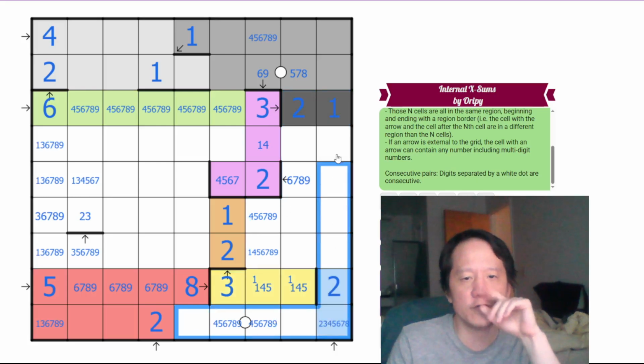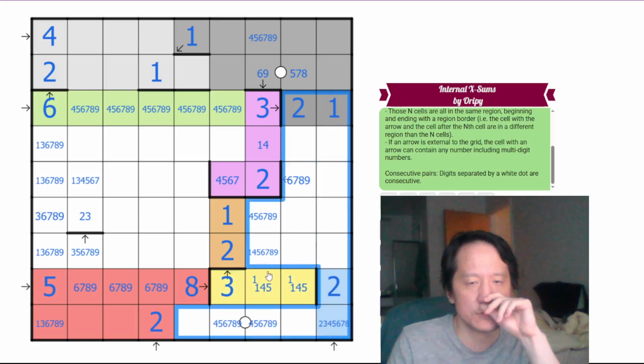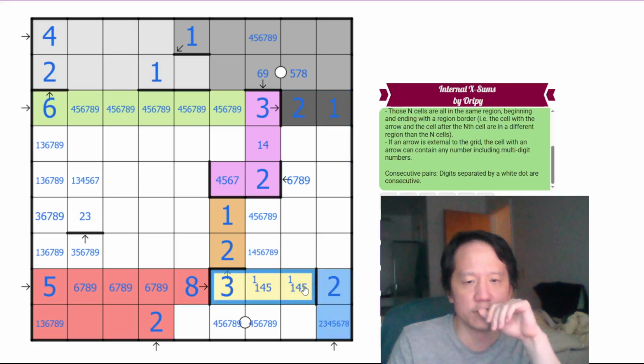This has to have 3 different regions, because one of these is a 1. This has to have a 2. This has to be 2 and 1. This 2 and 1 must be different than this. These have to be different regions just because of the way the arrows work. So then this can never be 4 and 6 then.